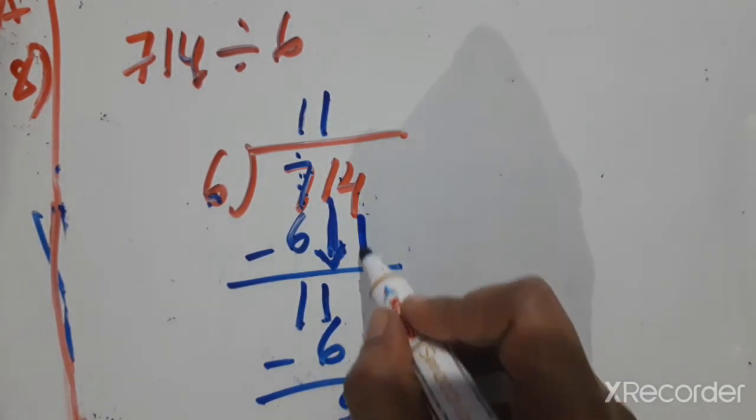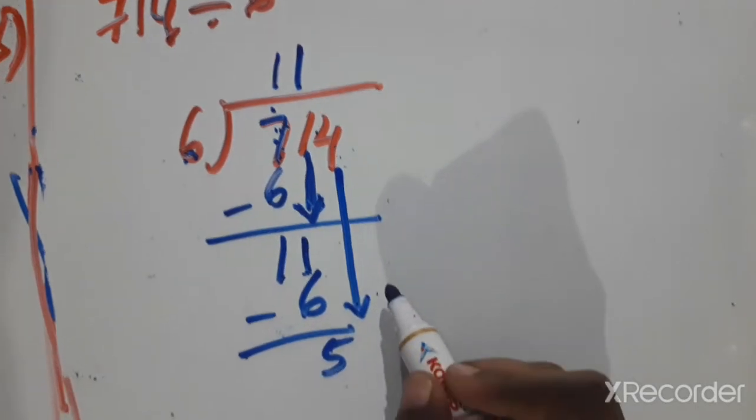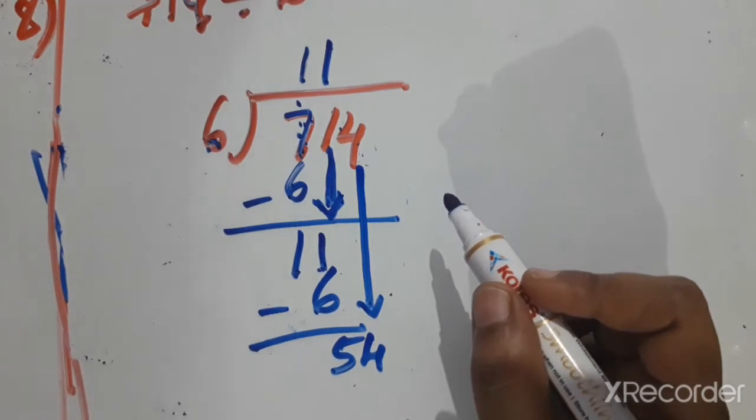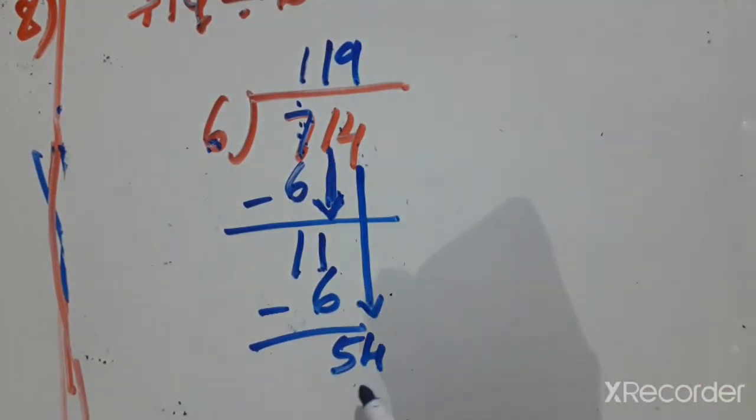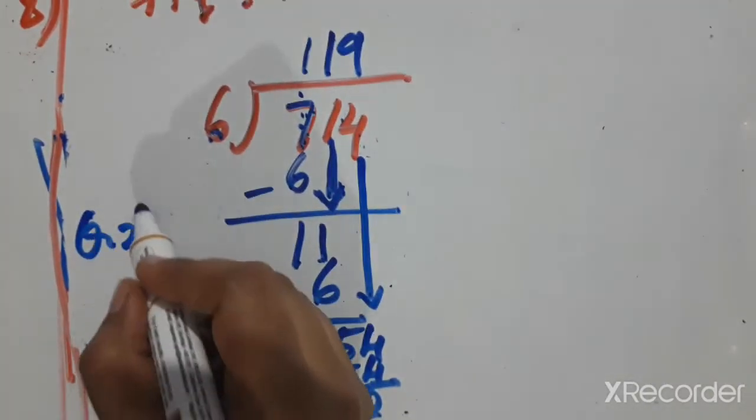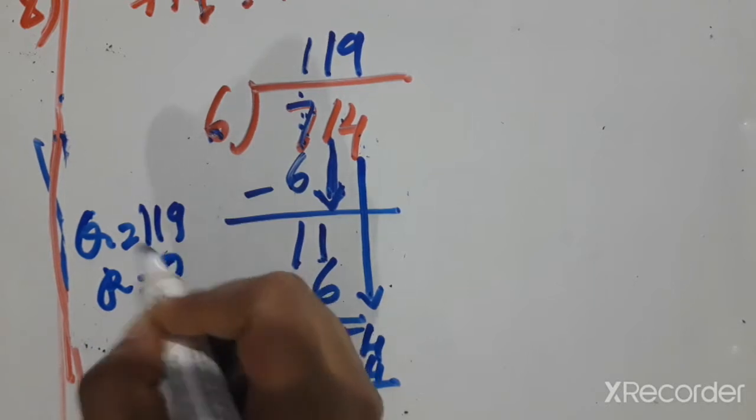5. Now bring this 4 down. Okay, 54. 6 how much are 54? 6 nines are 54. After subtraction, remainder is 0. Now the quotient is 119 and the remainder is 0.